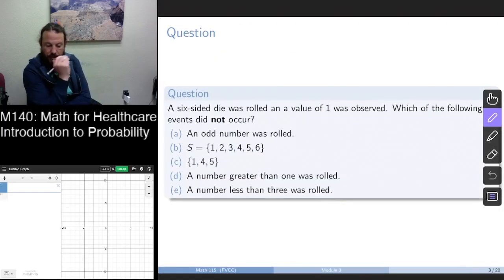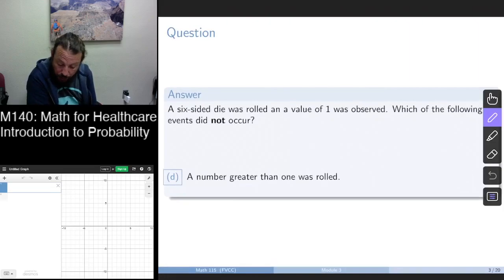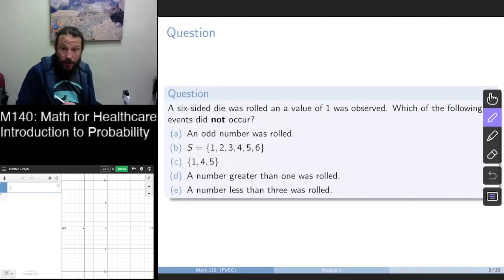Question. A 6-sided die was rolled and a value of 1 was observed. Which of the following events did not occur? Take a minute to think about that. A number greater than 1 was rolled. That did not occur. 1 is not. Let's see the other ones. 1, 4, 5. Obviously 1 is an element in there, or the set containing 1 is a subset of it.